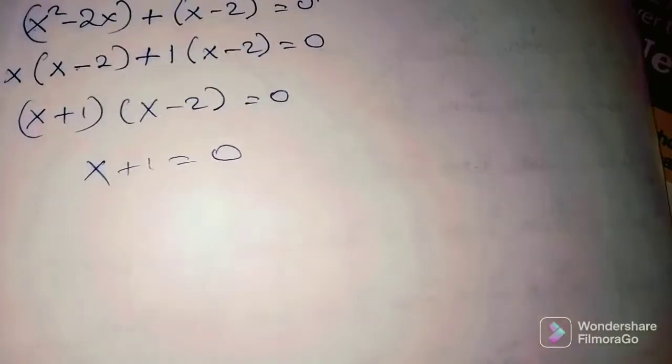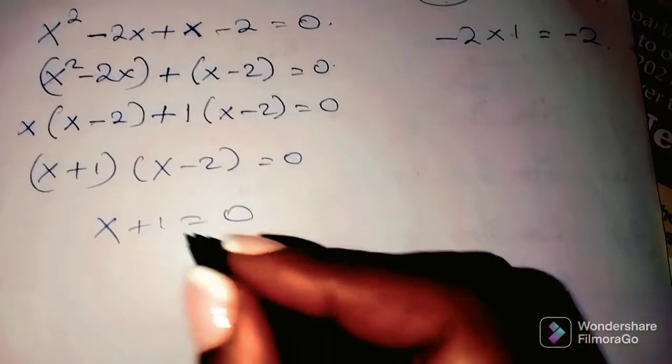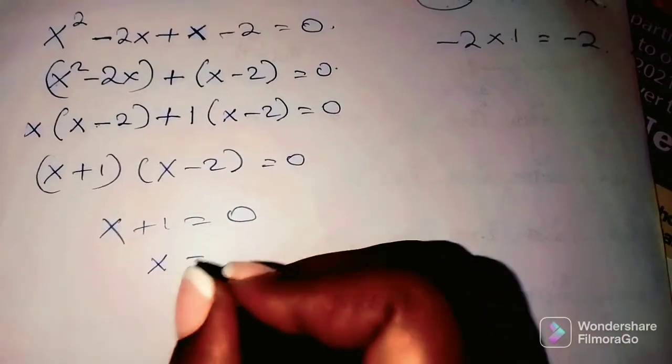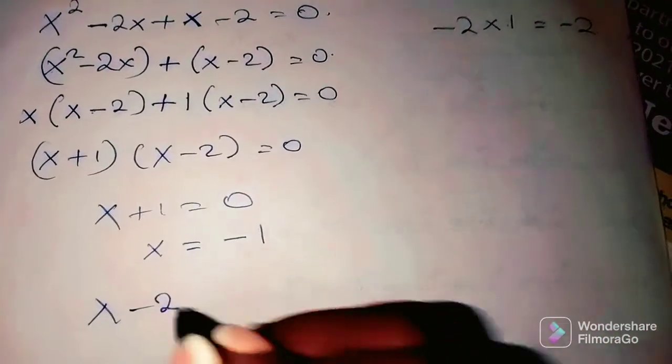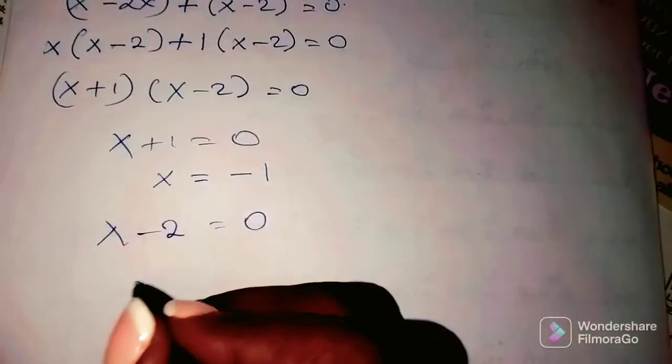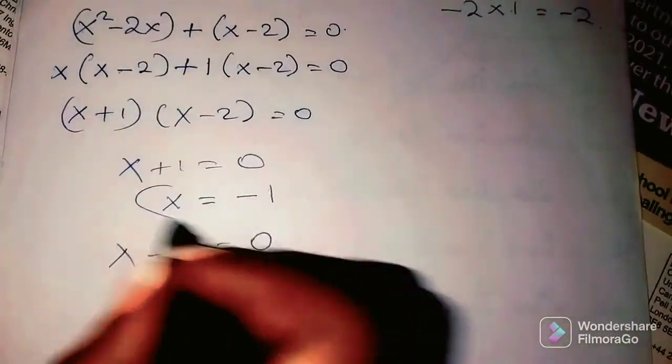Therefore, x plus 1 equal to 0, so the value of x will be minus 1. If we have x minus 2 equal to 0, the value of x will be equal to 2. So we've gotten our values for x.